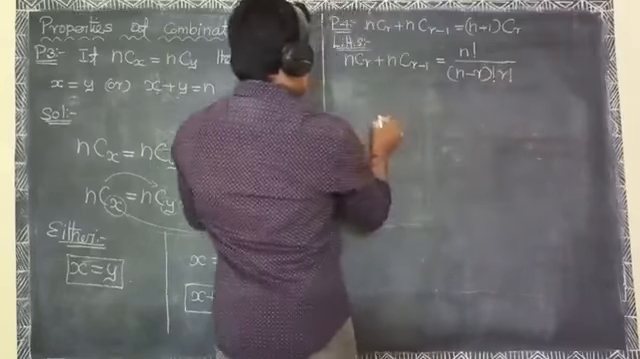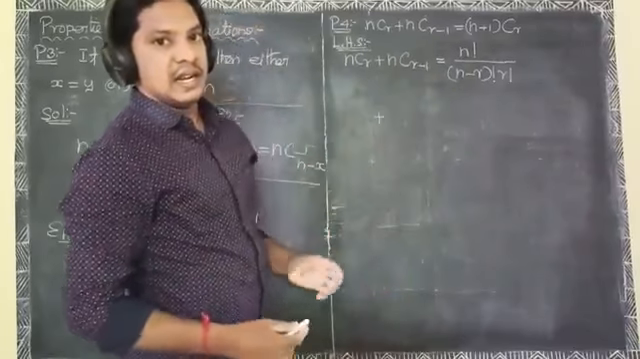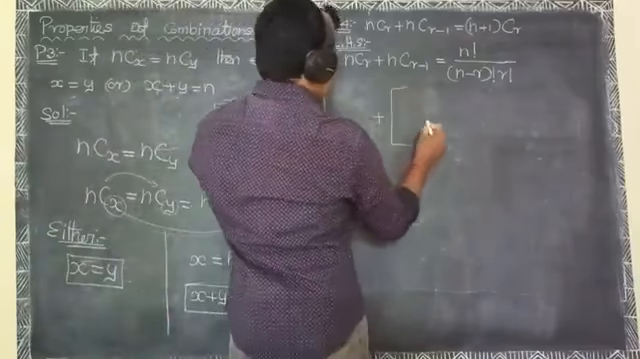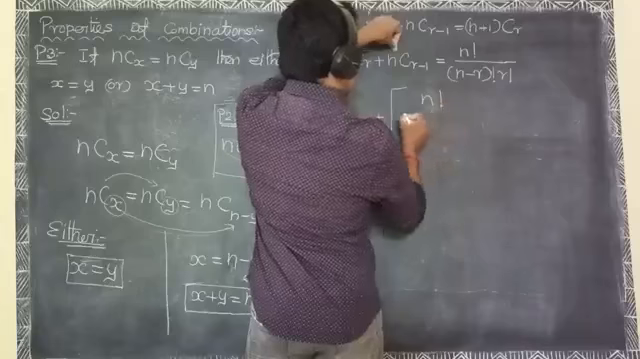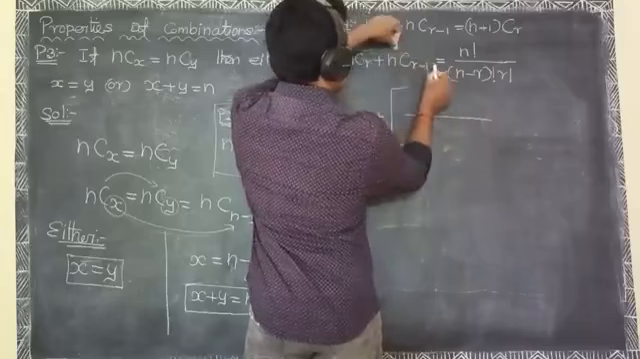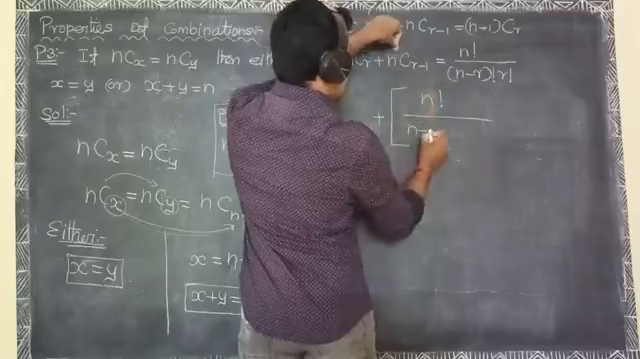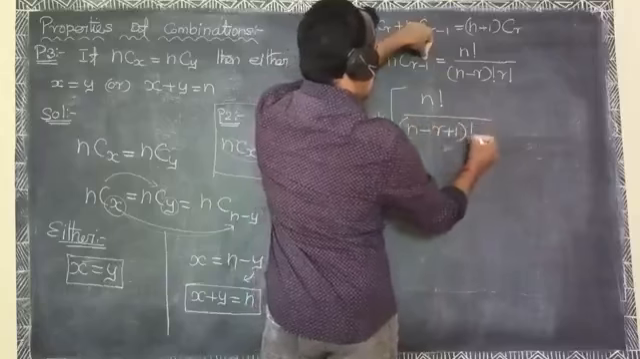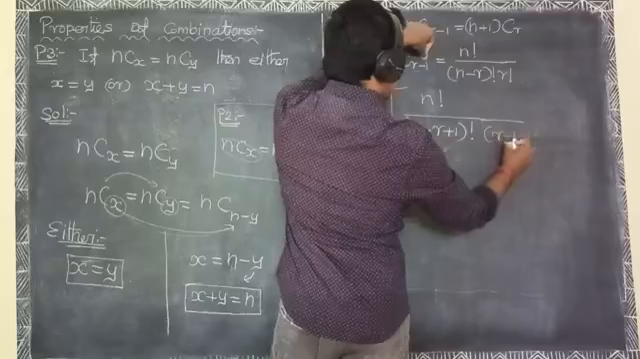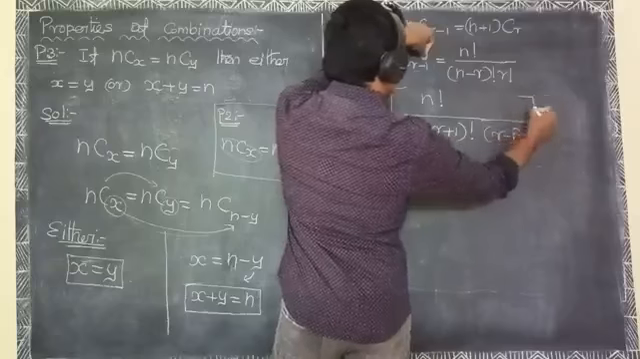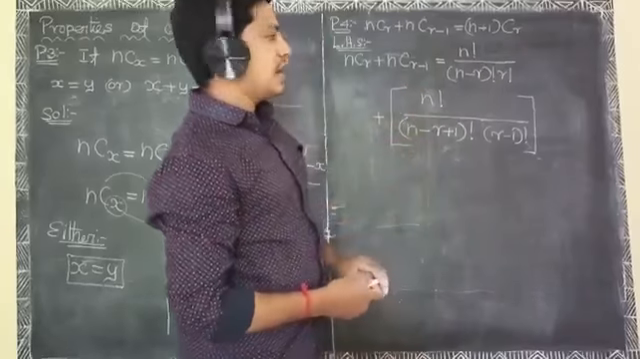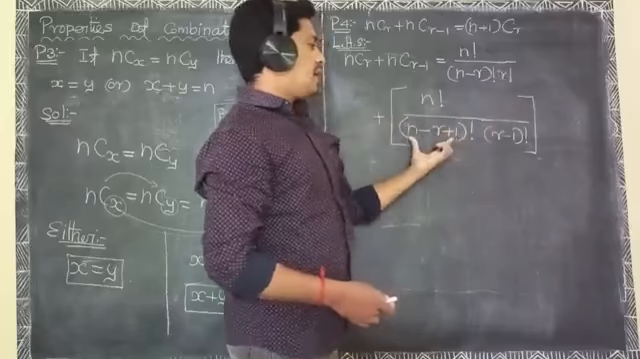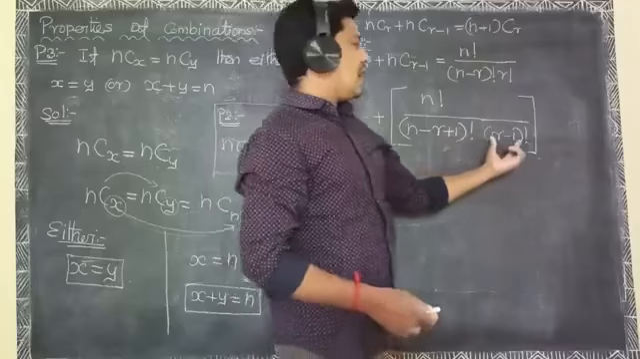In the second term we can write using the combination formula, that is n factorial divided by the subtraction of n and r, that is (n minus r plus 1) factorial into (r minus 1) factorial. In the first and second term, comparing the denominators: (n minus r) factorial into r factorial, and (n minus r plus 1) factorial into (r minus 1) factorial.